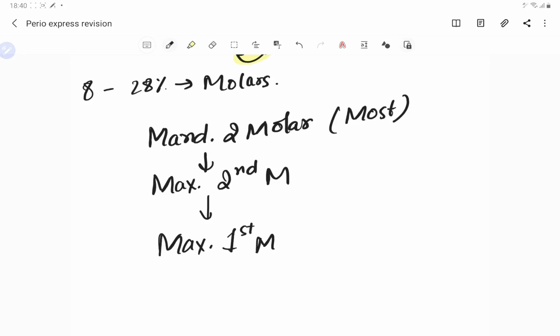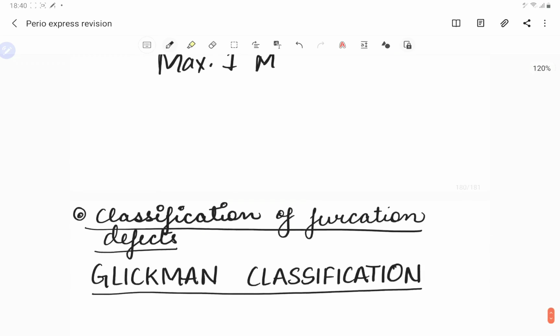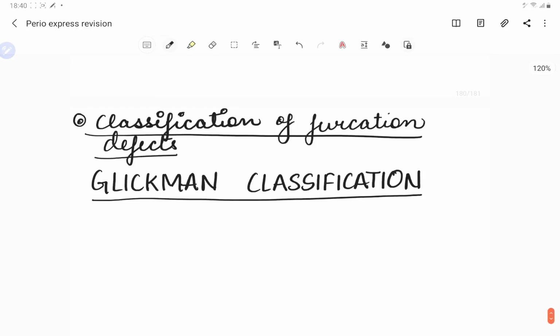And guys, since this cervical enamel projection is present, it makes plaque removal difficult. It can complicate the scaling and root planing procedure, and it can also lead to gingivitis or periodontitis. So, talking about the classification of the furcation defect.